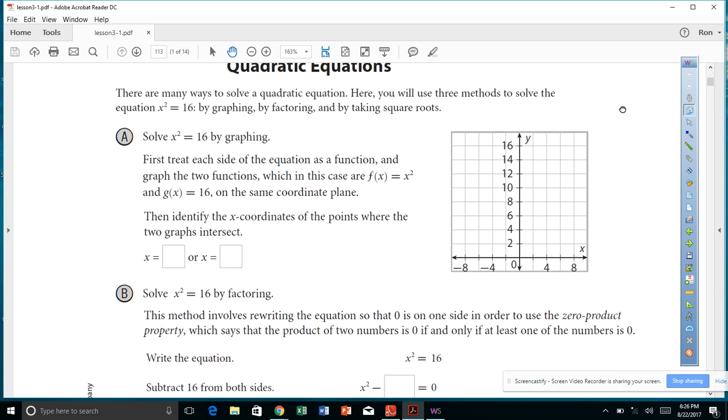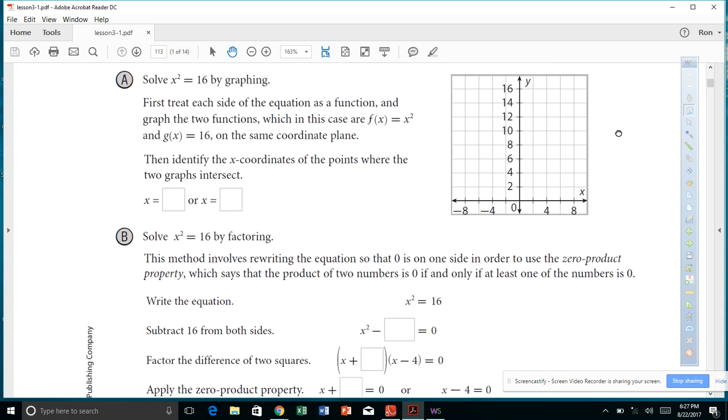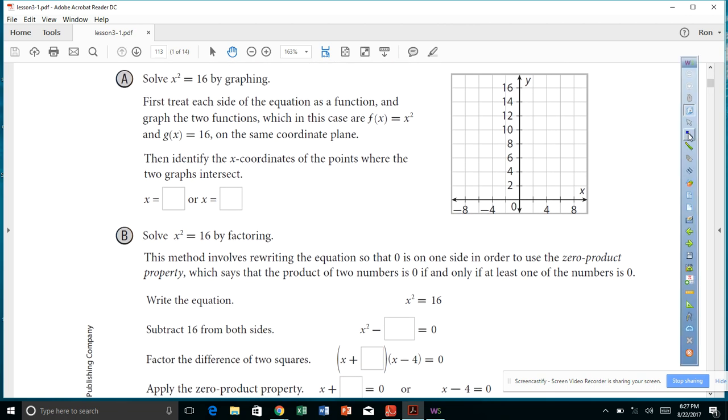There are many ways to solve a quadratic equation. Here you will use three methods to solve the quadratic equation x squared equals 16: by graphing, by factoring, and by taking square roots. So solve x squared equals 16 by graphing.